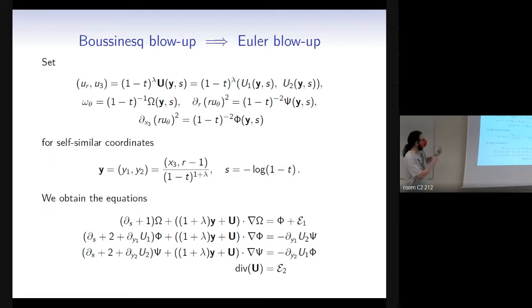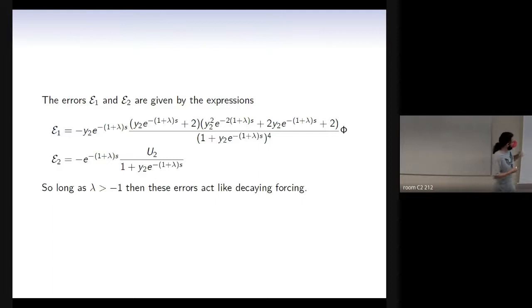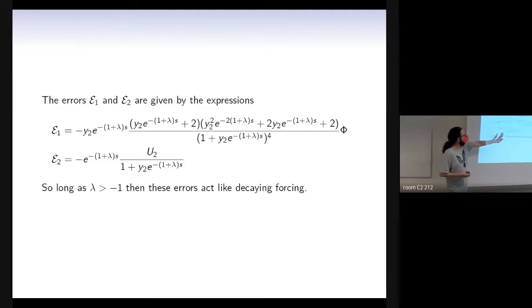I can try to fight a 2D equation. Okay, and once it's done, that's the calculation. These are the exact formulas for E1 and E2, everything is explicit, but the precise form is not relevant. The point is that this is a good term as long as 1 plus lambda is positive. And the same here. Everything is bounded, and this is going to decay exponentially faster.